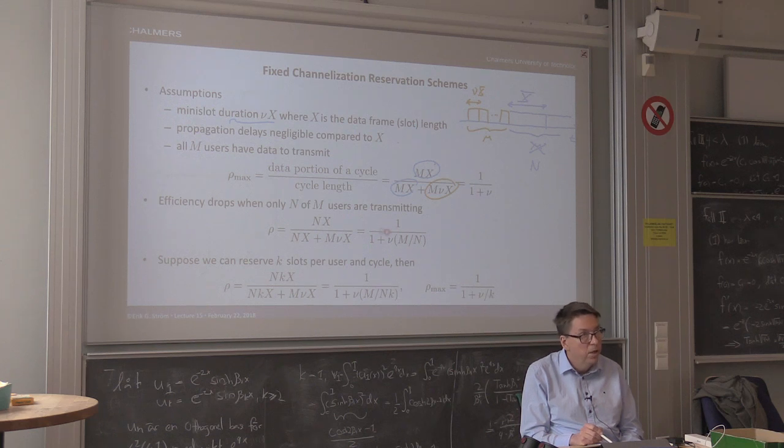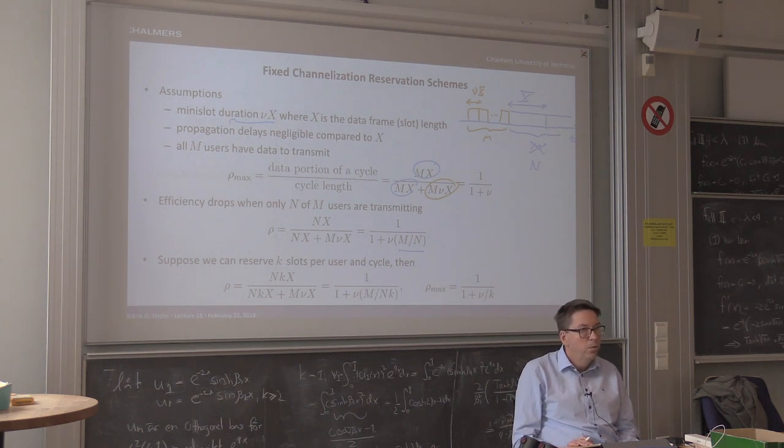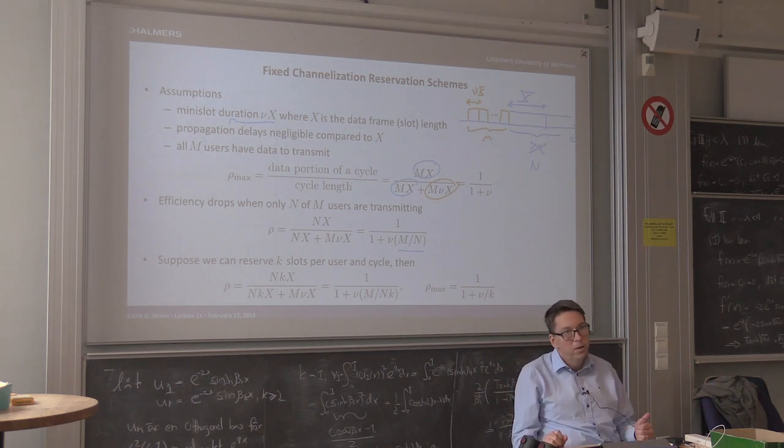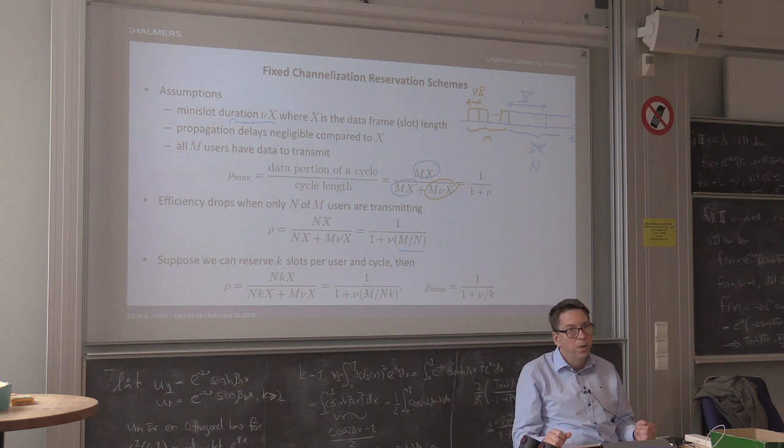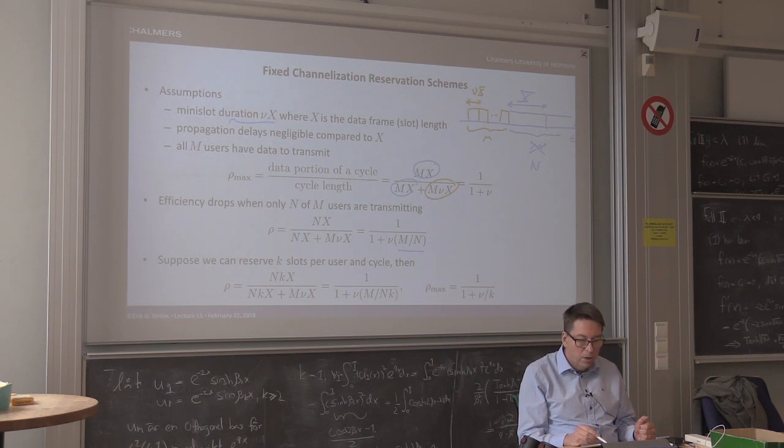So if you simplify this, we get this equation, and we see that we have a problem when m is much larger than n. That is, we have few users among the whole population that have data to transmit. So if we have 100 users attached, if only one transmits, it's very inefficient, because the reservation interval here is actually dominating the data portion. Right? If we have many users, we have a long reservation interval. But if only one of them has data to transmit, we only have one blue slot here. Okay, then efficiency goes down.